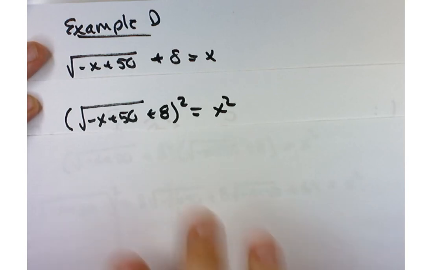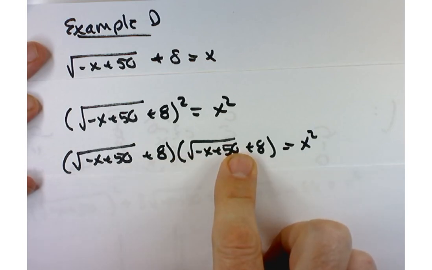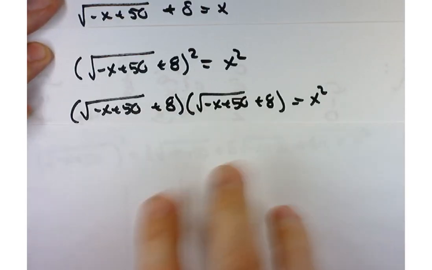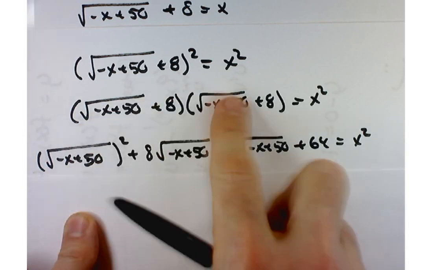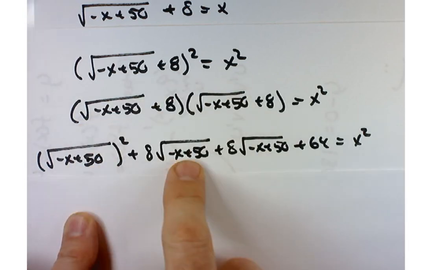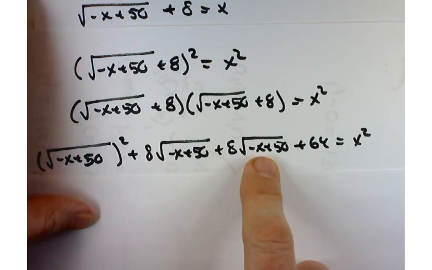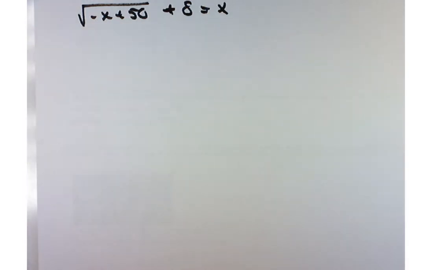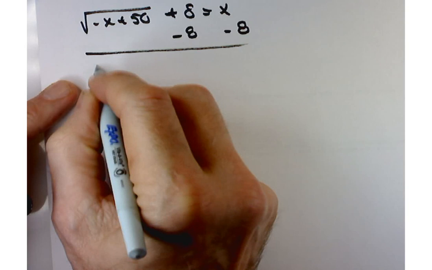Don't copy this down, please. But you'd have to multiply the binomial by itself, and it just doesn't work out anywhere near what you're looking for. You get this times this, that's squared, that works out nice, but then you got this term in here, which would be 16 times the square root of negative x plus 50. It just doesn't do what you want it to do. So subtracting 8, that's a great start. It gets the radical by itself.